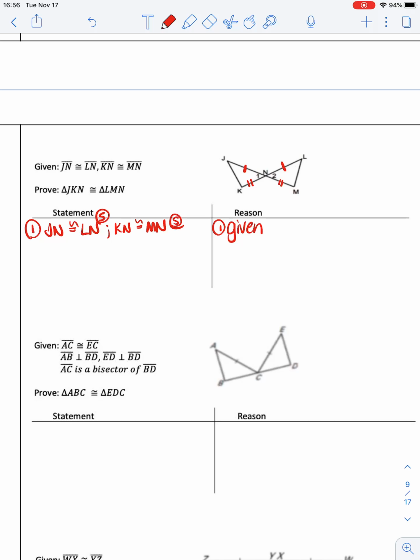So I look. I'm all out of statements. That gave me a side and a side. So I either need another side or I need an angle. So I look at the picture and I see, okay, what else do I know? Oh, well, I know that angle 1 is congruent to angle 2. Why can I say that? Because angle 1 and angle 2 are vertical angles, and vertical angles are always congruent.